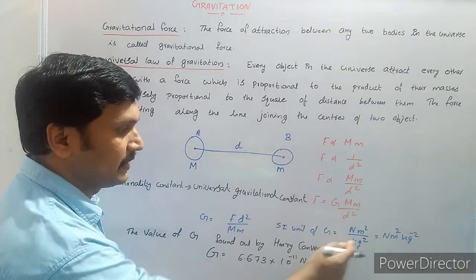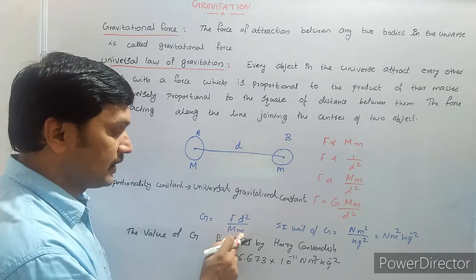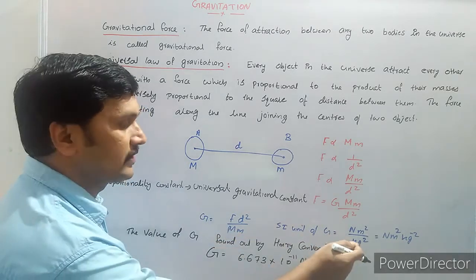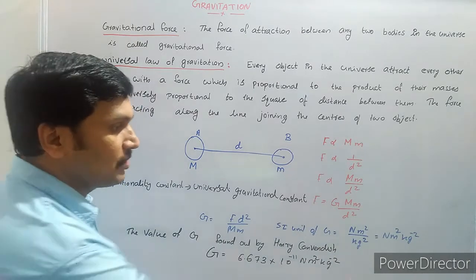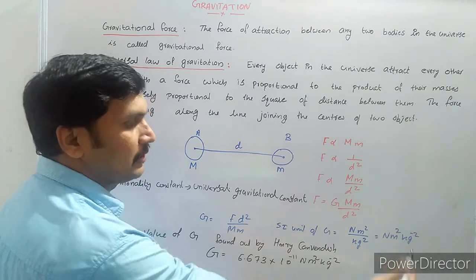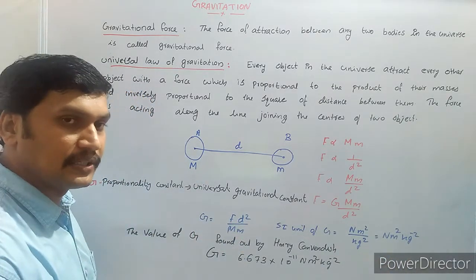That's why meter square divided by capital M, kilogram, mass. Then small letter m, mass, kilogram, unit. Kilogram into kilogram, that's kilogram square. So the unit of the gravitational constant is Newton meter square kilogram raised to -2. That is the SI unit of gravitational constant.